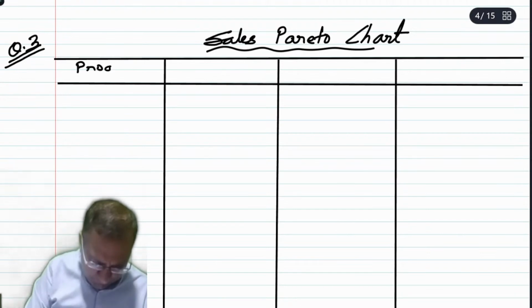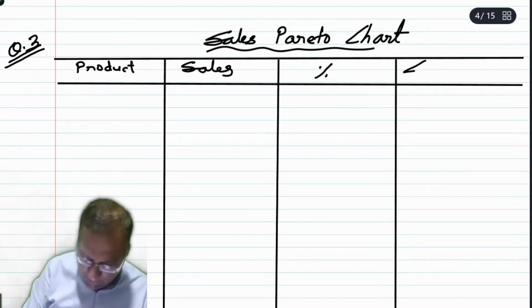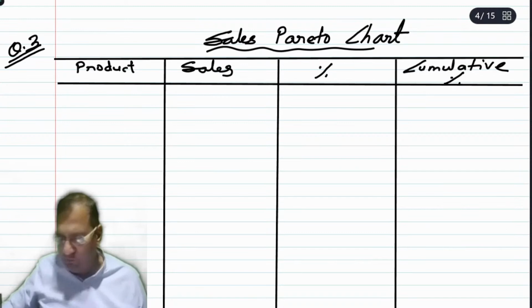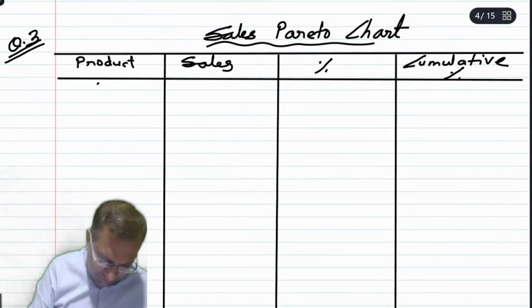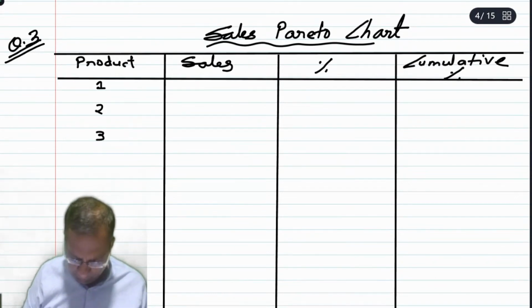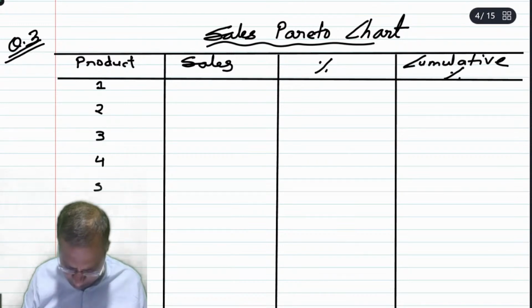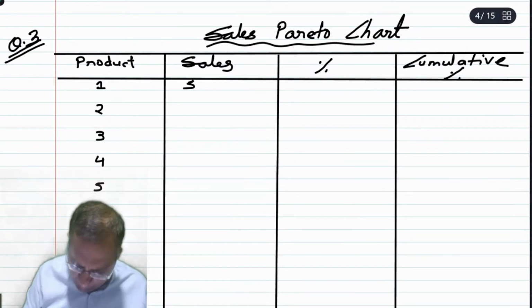Product, sales in rupee, percentage, and cumulative percentage. Okay, so tell me the detail. I'm writing just the product 1, 2, 3, 4, 8 and 9. What is the amount of sales given?